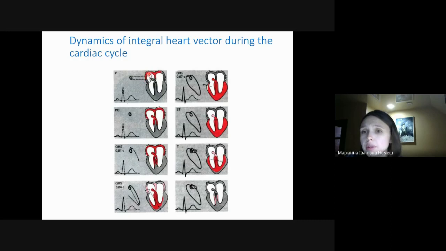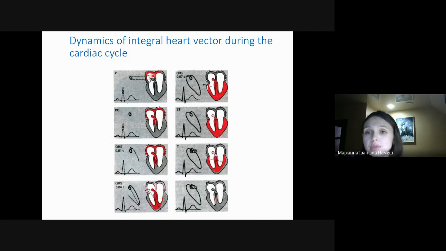This excitation will be spread through the atriums. This will mean that the main electrical vector of the atrium will be directed to the left, forward, and downward position, and as a result, we are going to receive the P wave.